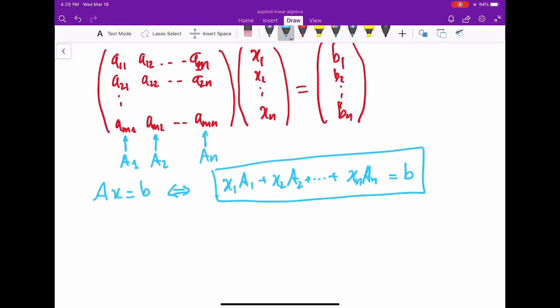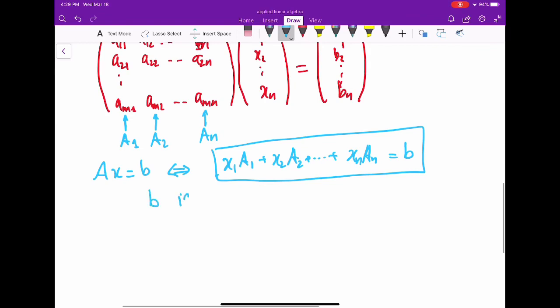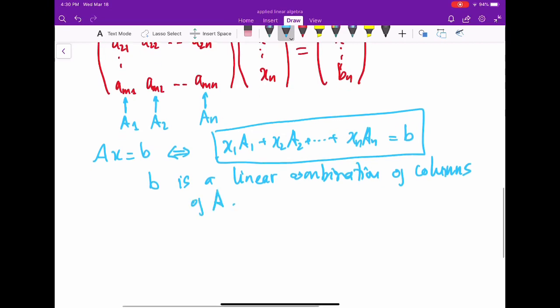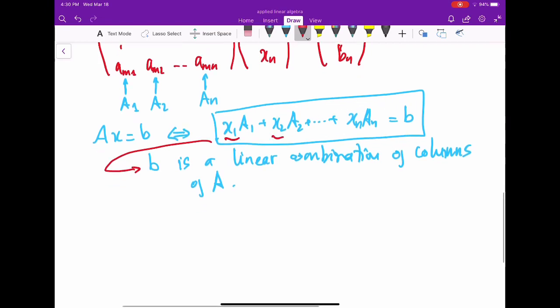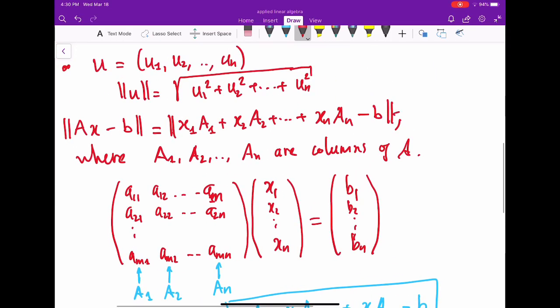And we know that b is a linear combination of columns A1, A2, An. We know about that from the very first chapter, when we studied matrices. I can write here: b is a linear combination of columns of A. So basically, solving this system means we try to find x1, x2, and so on, xn, such that b can be represented as a linear combination of columns of A. But as we suppose that this system will not have a solution, that's why we can minimize this value.